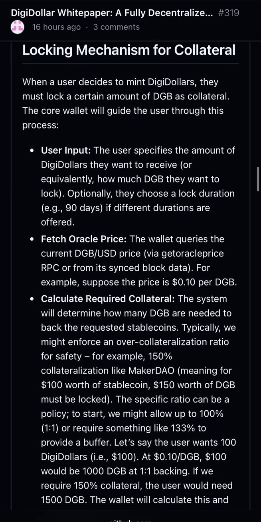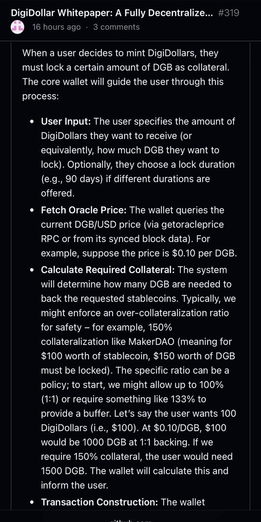Locking mechanism for collateral. When a user decides to mint DigiDollars, they must lock a certain amount of DigiByte as collateral. The core wallet will guide the user through this process. User input: the user specifies the amount of DigiDollars they want to receive, or equivalently, how much DigiByte they want to lock. Optionally, they choose a lock duration, e.g., 90 days, if different durations are offered. Fetch oracle price: the wallet queries the current DigiByte price via JIT-oracle price RPC, or from its synced block data.